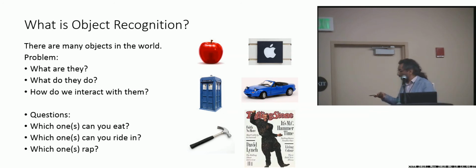There are many different objects in the world. So we can see the Apple logo, a TARDIS, a Miata, a hammer, and MC Hammer. They all look very different. You can identify them as all being different from each other. The idea behind object recognition is to understand what each object is, what they do, or what you can do with them. And that leads to various questions like, which ones of these can you eat? Which ones of these can you ride in? And which ones of these can wrap?